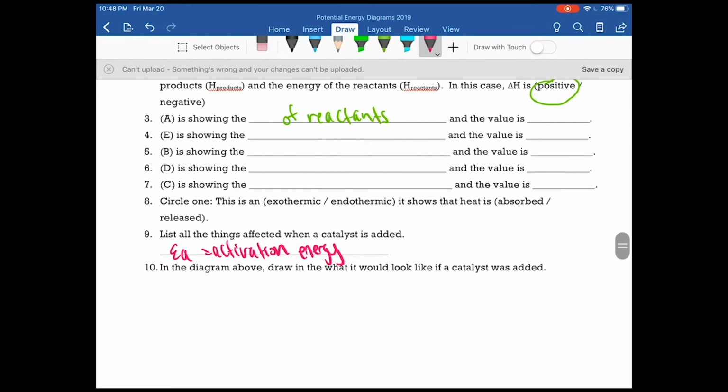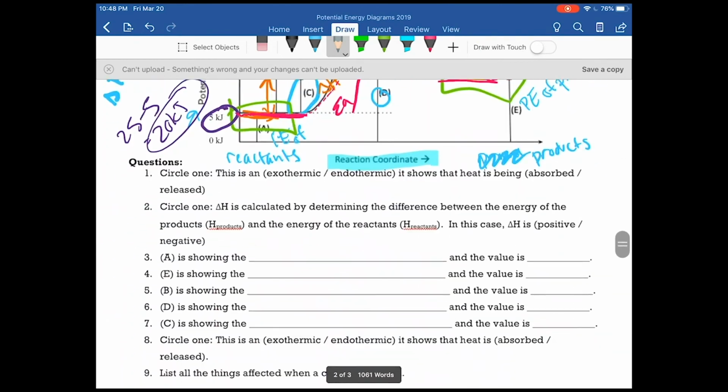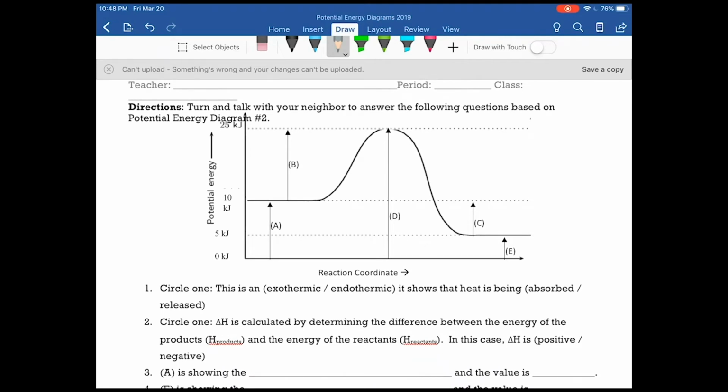So if you guys go ahead and scroll down, we're going to see the second graph that we have here. In our directions, we're asking you to turn and talk with your neighbor, but you can't do that. This is potential energy diagram number 2. You're a little bit familiar with this because it was part of our yo-yo, but there is a major difference. Look at the products and look at the reactants. Notice that with the reactants, we're starting higher, and then the products, we are ending at a lower value.